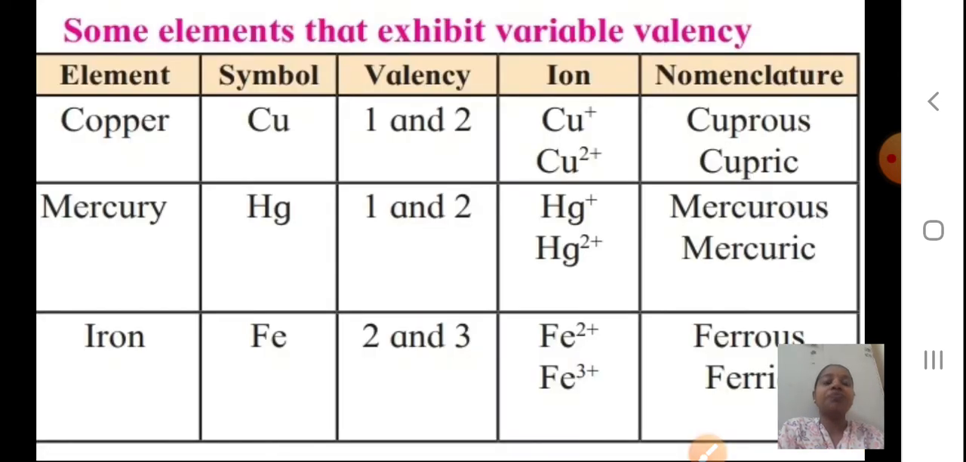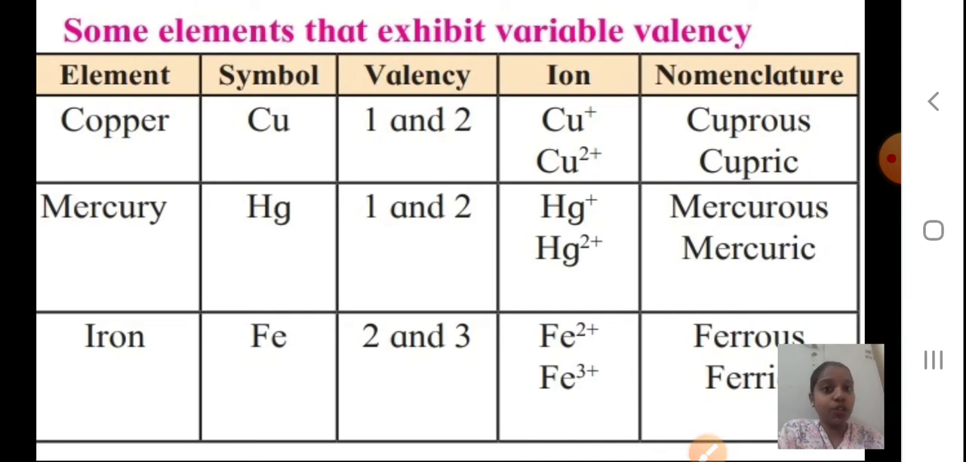Now, some elements exhibit variable valency. We have seen that some elements have the capacity to give different numbers of electrons while forming ionic bonds. Which are these? Copper, mercury and iron. Copper, symbol Cu, valency 1 and 2. So it can give either 1 electron or 2 electrons.